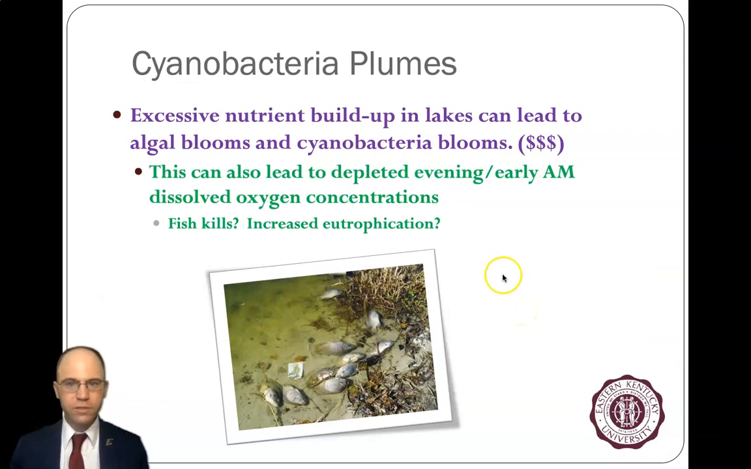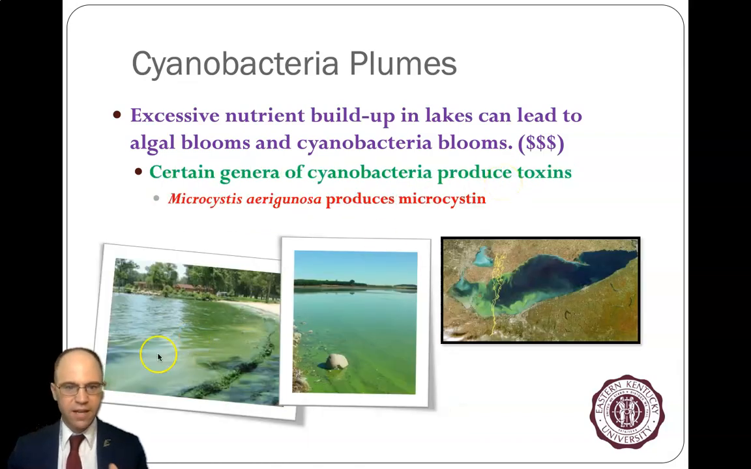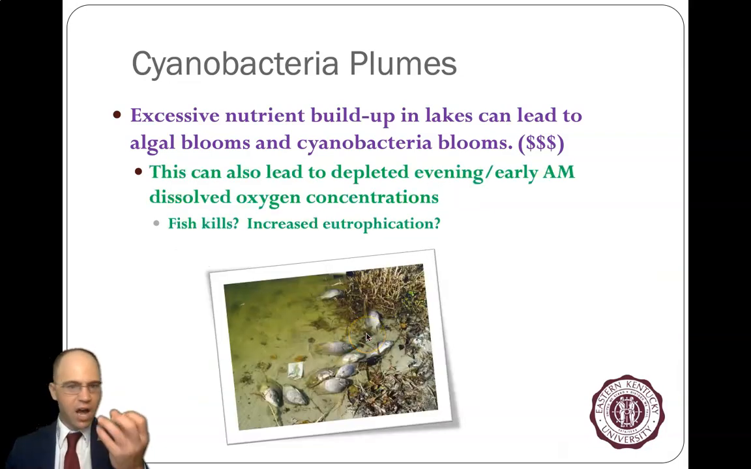Cyanobacteria blooms can deplete oxygen, especially in the evening and just before sunrise. There's a lot of photosynthesis that's going on while these blue-green algae are out there during the daytime. And at night, they suck the oxygen right out of the water. So in the morning, there might be these big fish kills. And why does this happen? It's because they still do their respiration.